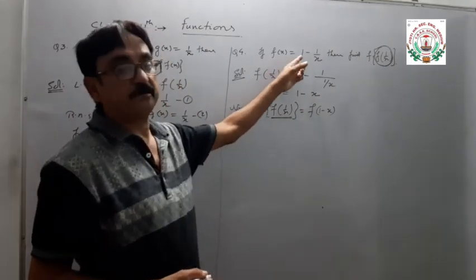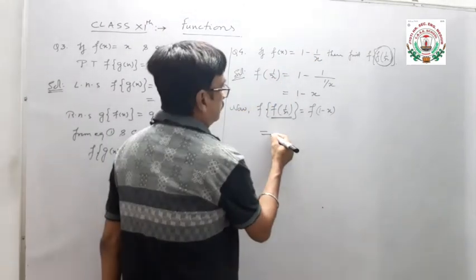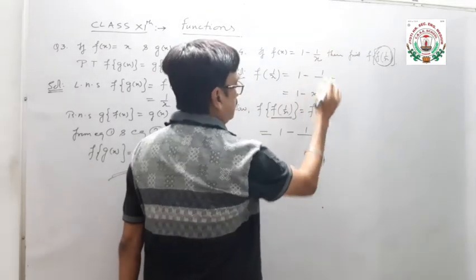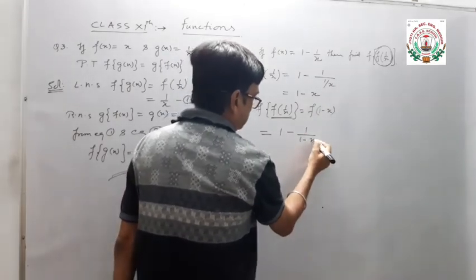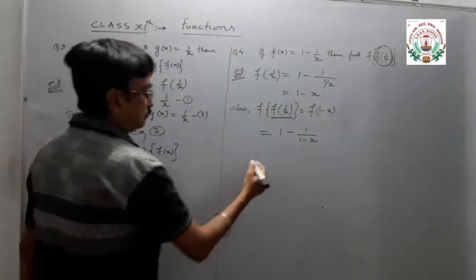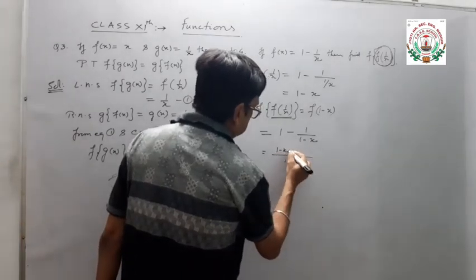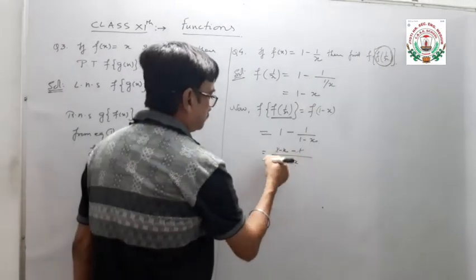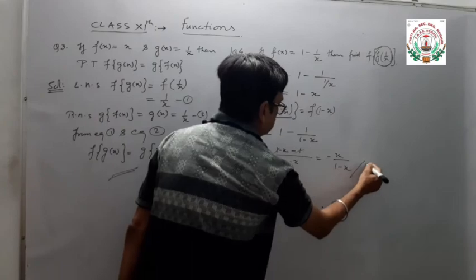f of x is given as 1 minus 1 upon x. So it will become 1 minus 1 upon this function, but in place of this x we have to substitute 1 minus x. Now take LCM: 1 minus x, 1 minus x minus 1. So minus 1 and plus 1 cancel. We get minus x upon 1 minus x.